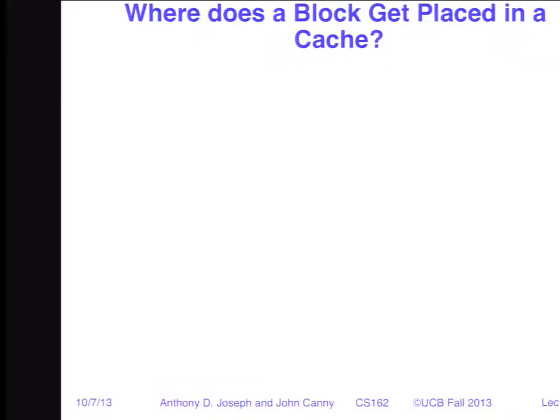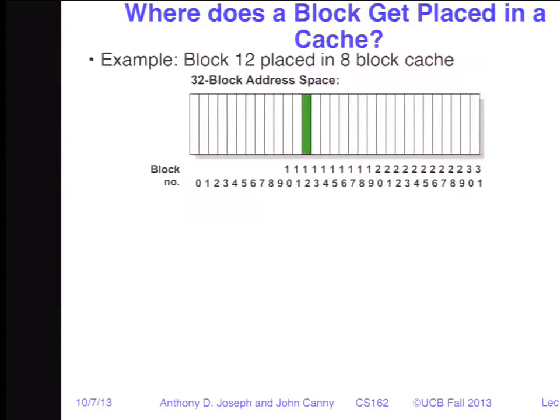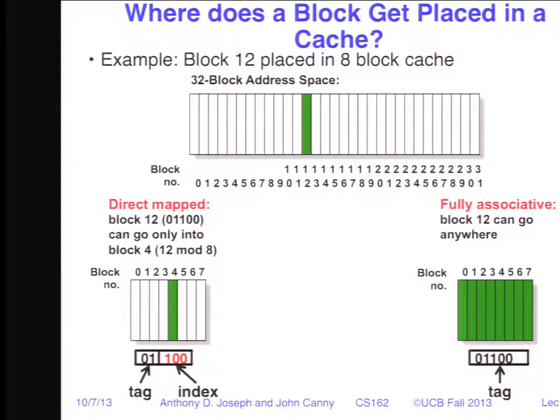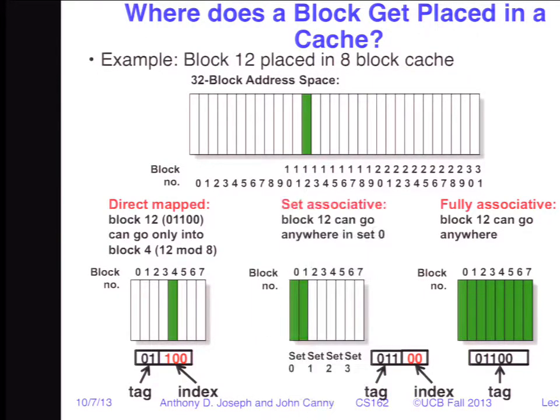Okay, so where do we place a block in the cache? Here we have block 12 in our 32 block address space. We have an 8-block cache. If we had a direct map cache, we would put it into one location. So for example, 12 mod 8, so we'd put it into location 4. With a fully associative cache, we can put it anywhere. We're going to use the tag to determine where it's actually stored. In a set associative cache, it could go anywhere in set 0.